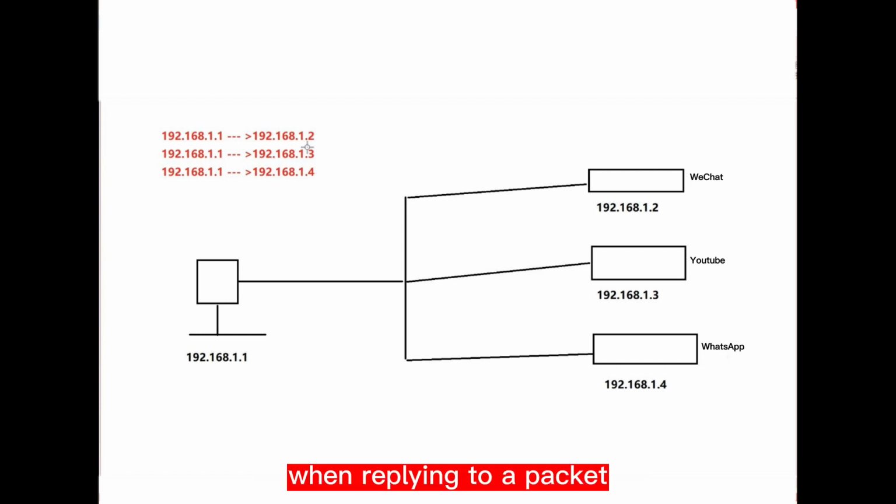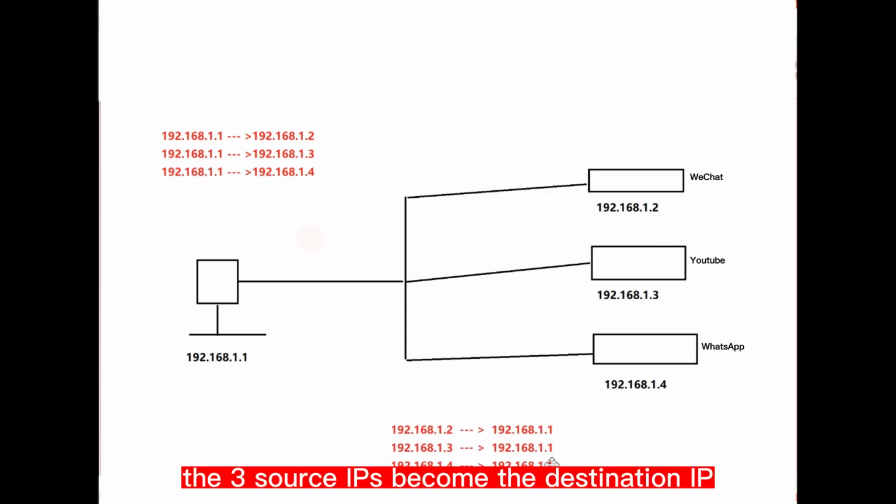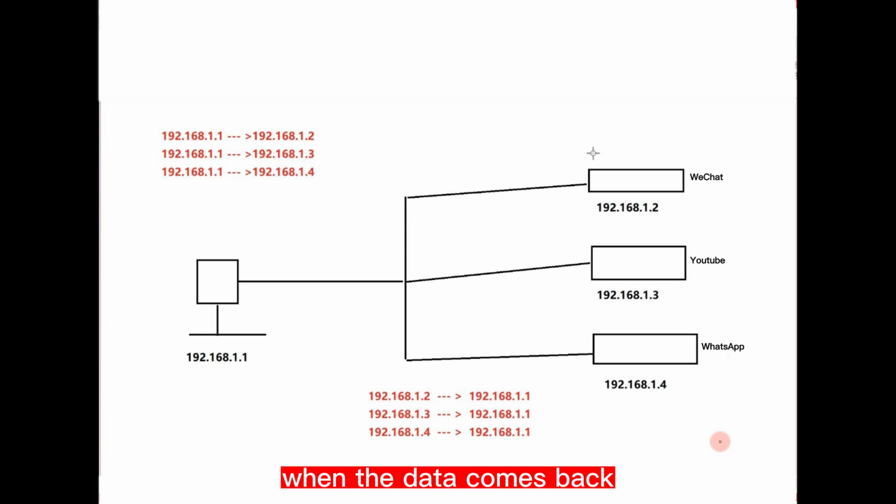When replying to a packet, the order is like this. I write it out for you to see. We just change the position of it. The destination IPs become the source IP, and the source IPs become the destination IP. When the data comes back, it looks like this.